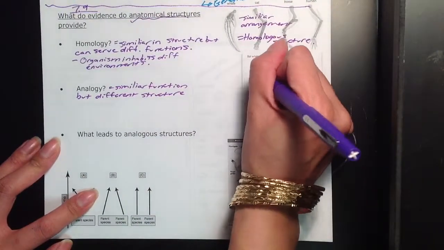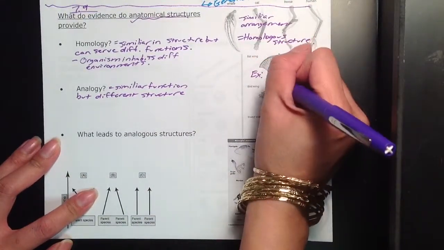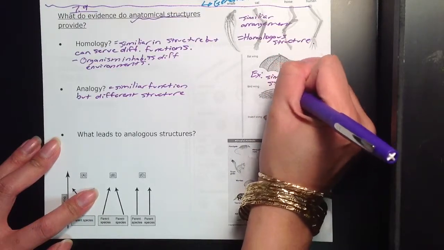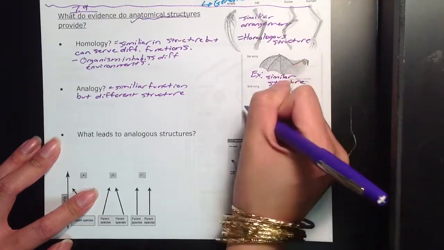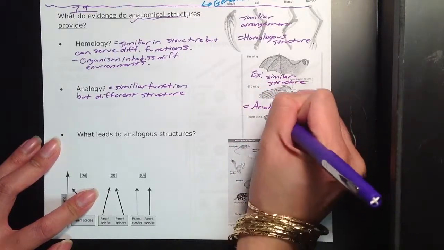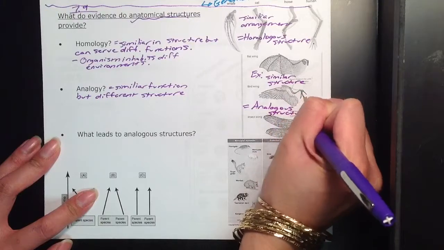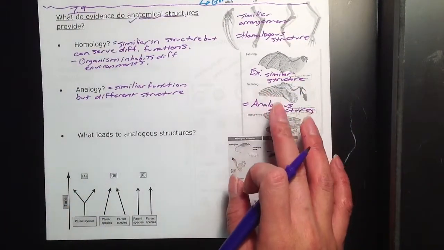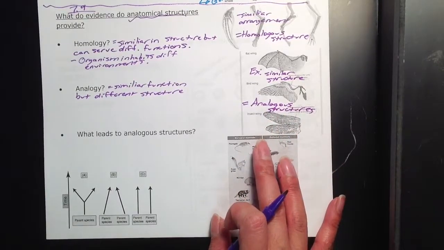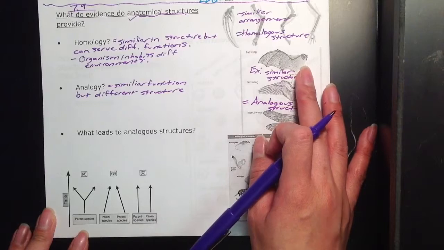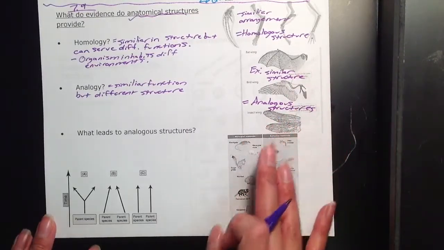An example here will be, again, this is similar structure in the wings, but these are going to be called analogous structures because they're made of different things. Insects' wings are made of chitin, the bird, bones and feathers. The bat wings, also another type of bone, but a membrane instead of the wings or the chitinous material.